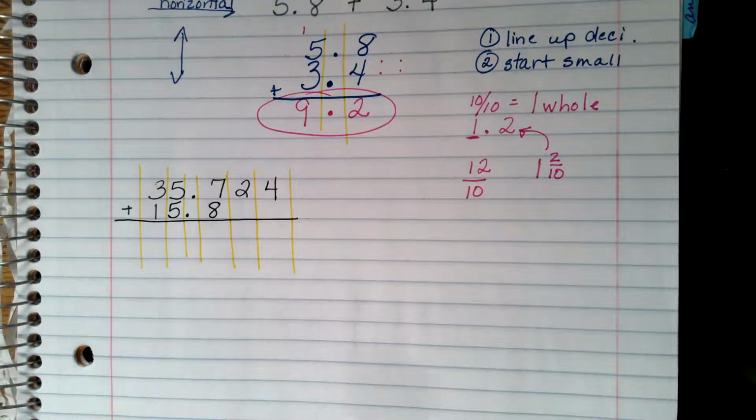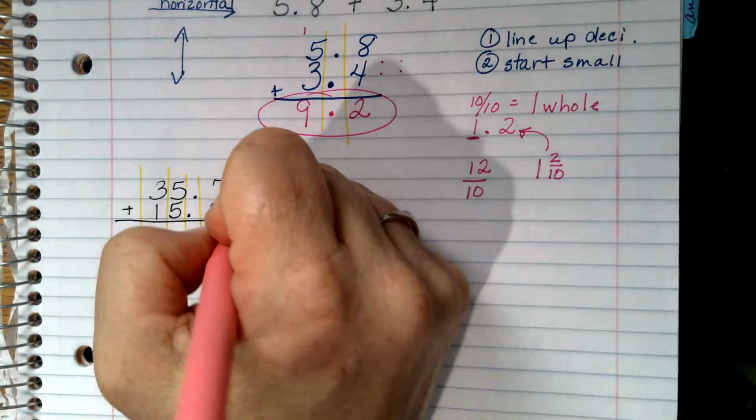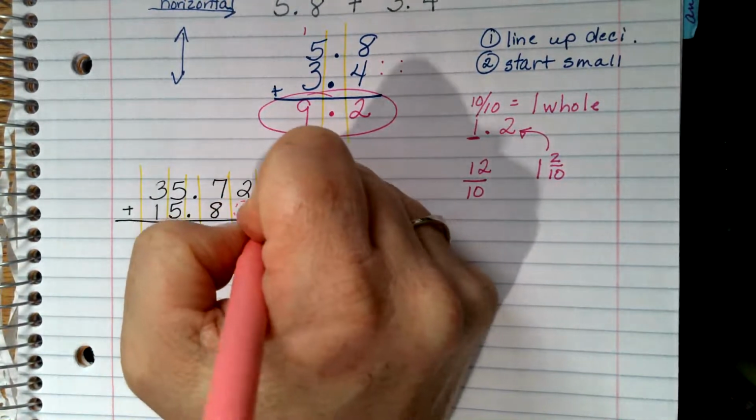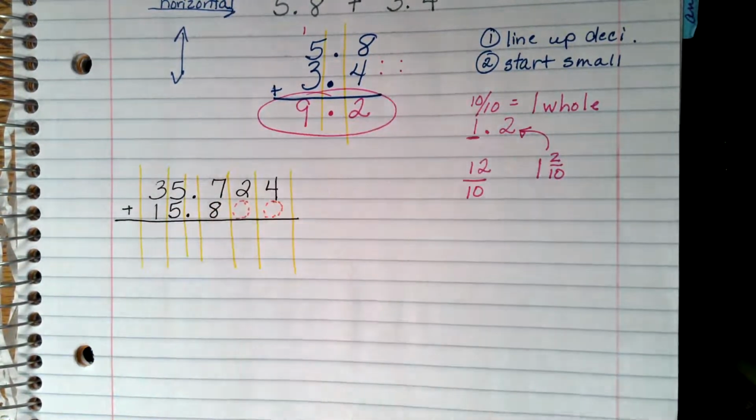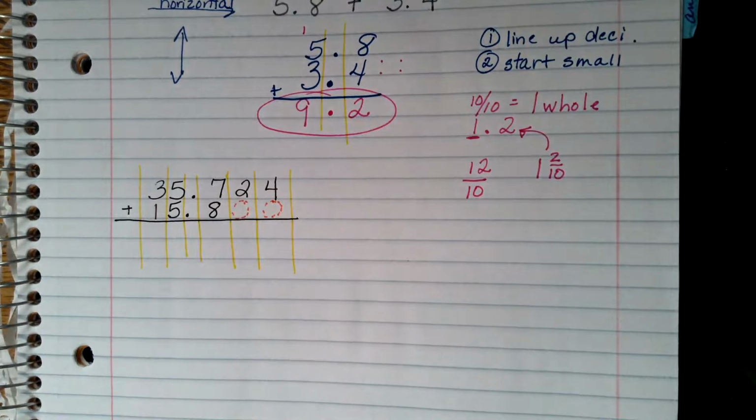So we're going to put in there what I like to call ghosty zeros. They're just placeholders. They're not even real zeros. They just hang out there. They don't change the value of our number. They don't add anything to it or take anything away from it. It just makes it easier for us to subtract or add.